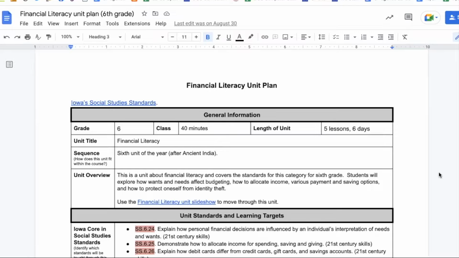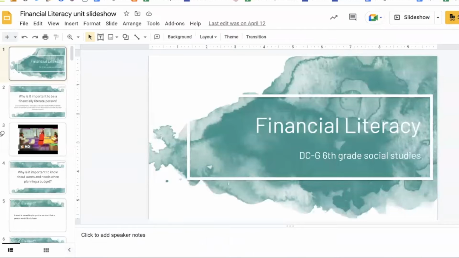This is Callie, and today we're going to walk through the financial literacy unit plan. This is the 6th unit of the year and comes after ancient India to give a little break to the ancient civilization studies. There are 5 lessons in this unit, and it takes around 6 days to complete. There's a slideshow that will help you move through the instruction for this unit.